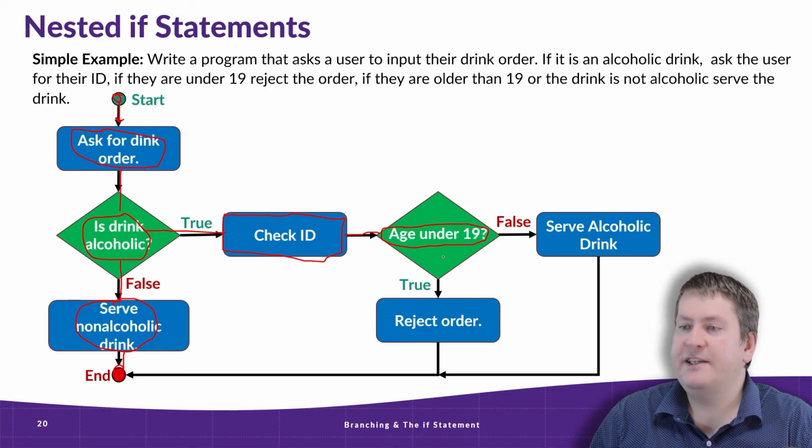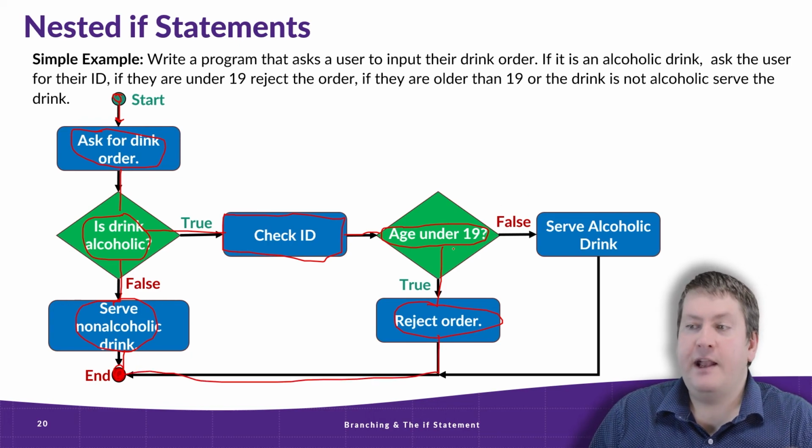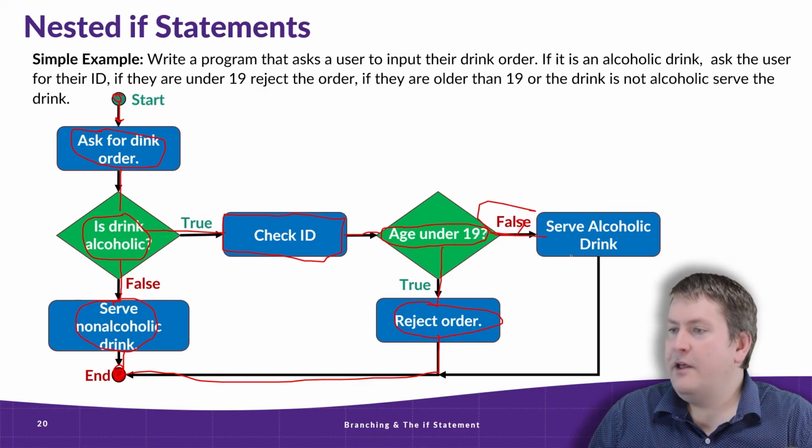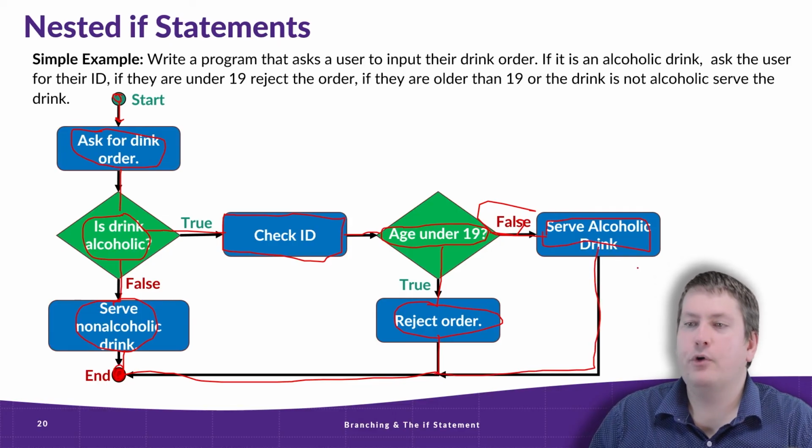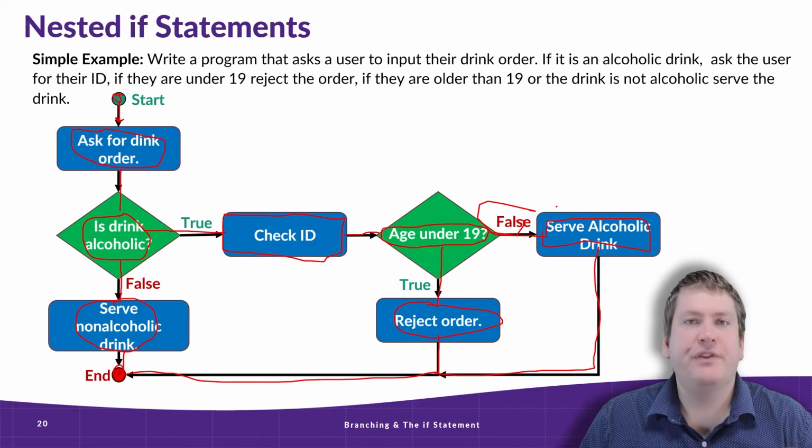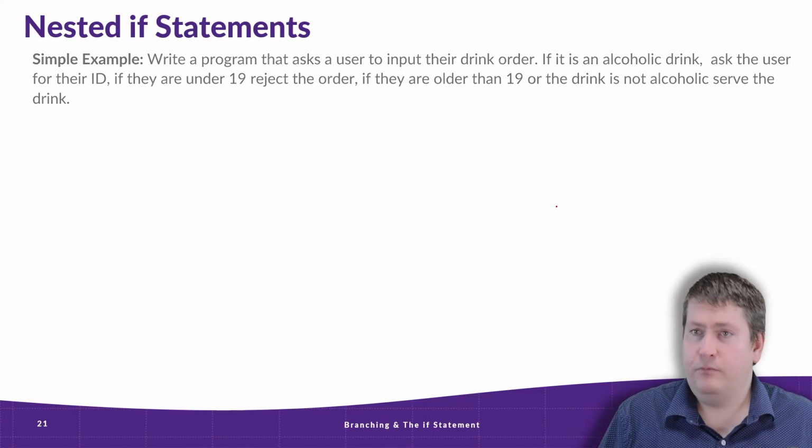So if they're under 19, then we want to reject their order because they're too young for a drink. And then we go back down here to the end. If they are 19 or over, then we are going to serve them their alcoholic drink, and we head back down to the end of our program. So how can we capture this in our actual code?